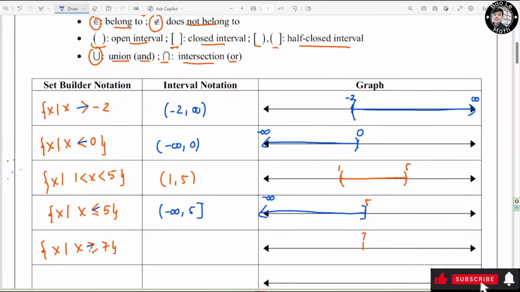And we draw the line right here. You see that the arrow points to the right, right? So it could be right here. And we have the equal sign, so we need to include 7, right? So it could be 7 to infinity.